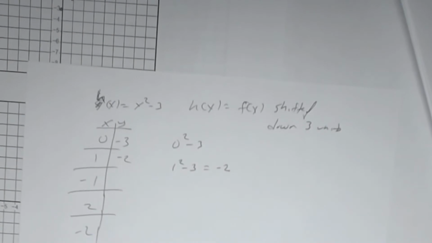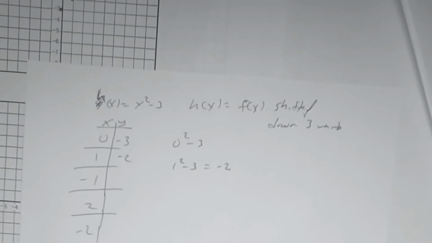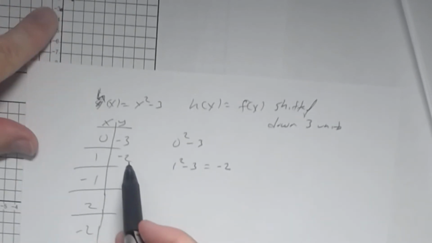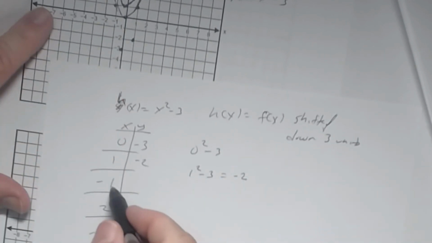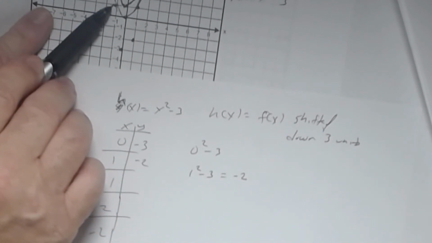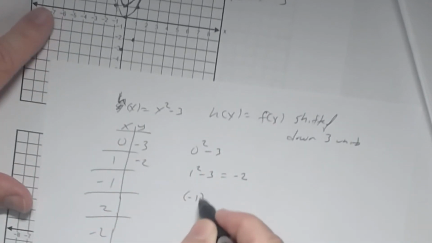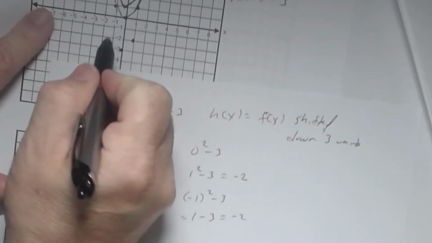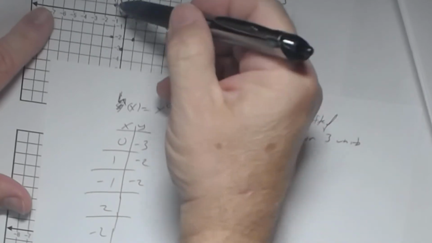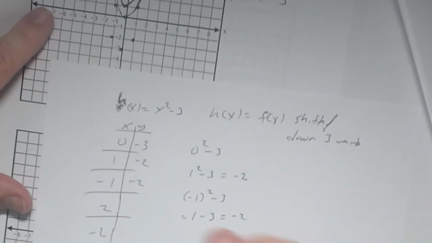It might help if you zoom out a little bit. So you can see right here that these points are these points shifted down 3 units. So if I do -1, which is this point here, what do I need to do to this point? Bring it down 3 units. So let's see what we get. We get -1 squared minus 3, which is 1 minus 3, which is -2. And that's what we're supposed to get. So 1, 2, 3. And you keep on going if you need to.